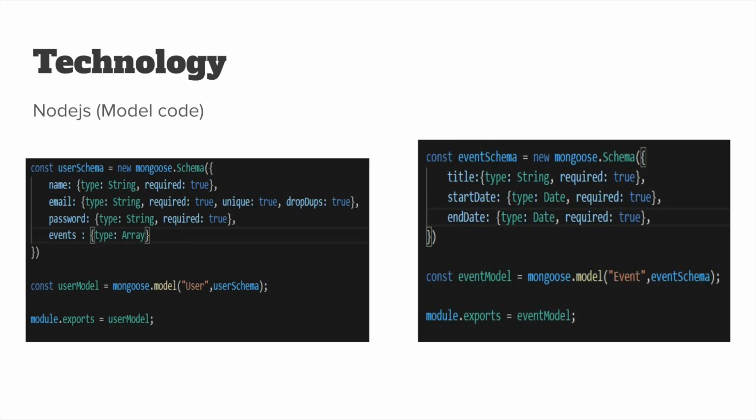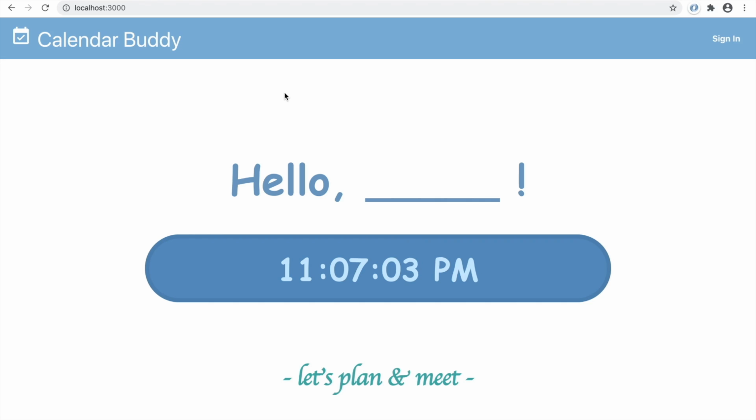Last, we have the code for the data models. The left-hand side is the user schema. We are storing name, email, and password as strings, and events as an array that contains all the events the user has. As for the event schema on the right-hand side, we have title, start date, and end date.